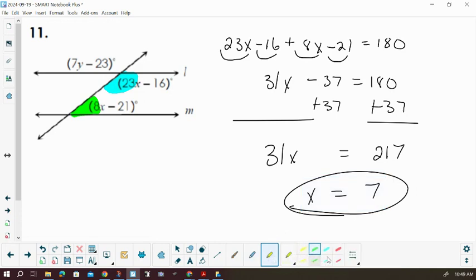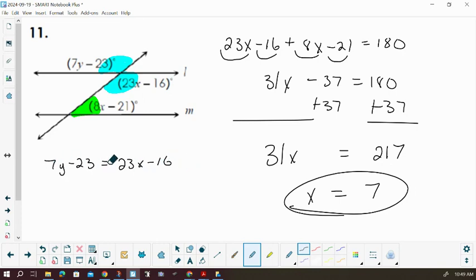Now when I look at the y, I go back over here and I go, let's see, the y is in this angle right here. Notice it is also an obtuse angle. These two obtuse angles are vertical angles, which means they are congruent, they're equal, which means I can say 7y minus 23 is equal to 23x minus 16.